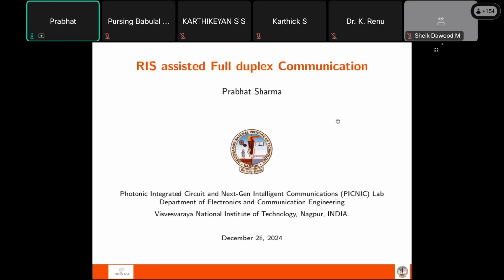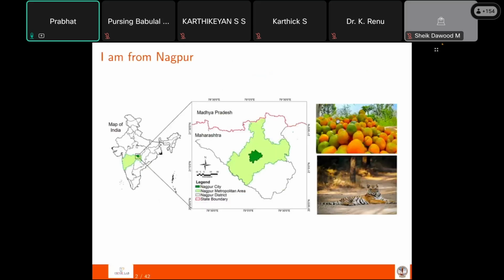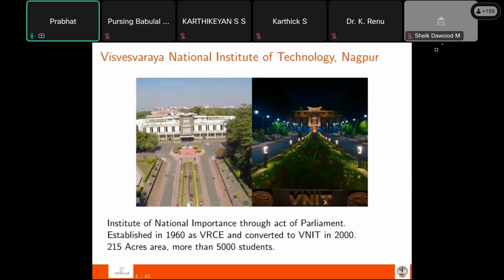So I am an assistant professor at VNIT Nagpur, which is one of the NITs like NIT Trichy, and we are located at Nagpur, which is the orange capital of India. So a lot of oranges. Actually, this season is of oranges, and surrounding Nagpur we have a lot of forest reserves, specifically for tiger safaris. Tadoba, Pench, all those tiger reserves are in the vicinity of Nagpur.